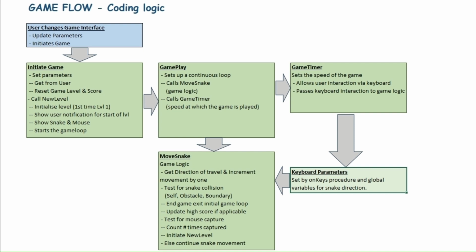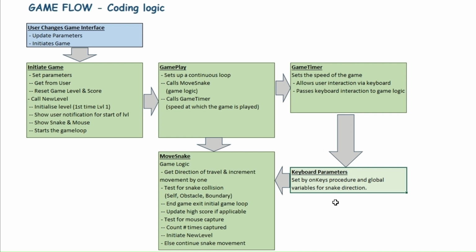What we also do within the gameplay loop, we initiate the game timer, and the game timer sets the speed for the game. Each time the game timer loop goes round, it tests against the speed with which we set the game. The game timer allows the user to interact with the game via the keyboard. It also passes the keyboard interaction to the game logic. This is done through a set of keyboard parameters. We use the onKeys to override the default behaviour of the arrow keys that we wish to use to make the snake move. A subprocedure then updates the variables for the snake direction, which in turn allows the game logic to determine the direction of travel and increments by 1, and so the loop continues.